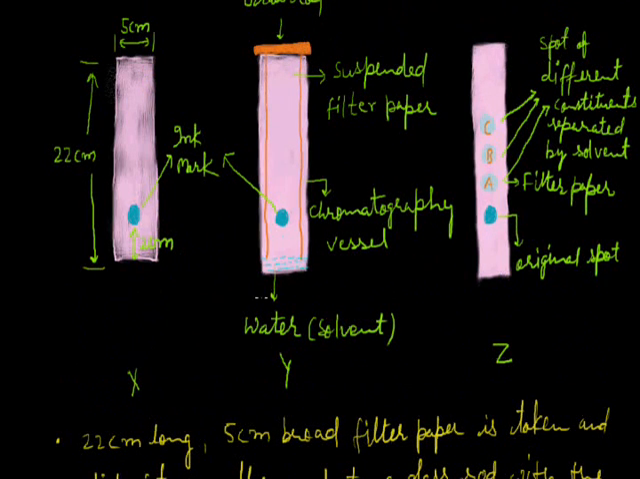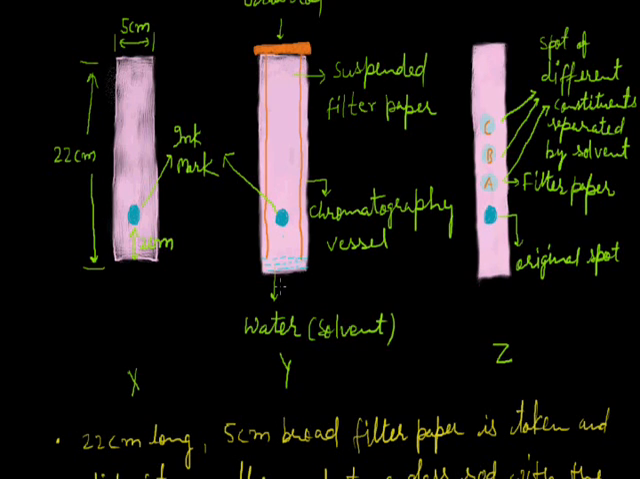Then suspend this filter paper in a wide and tall cylinder as shown in figure Y. Gradually pour water into the cylinder till the lower end of the filter paper slightly dips in the water. It should just touch the surface of the water. Cover the cylinder with a glass lid to prevent any evaporation and leave the apparatus undisturbed for an hour.